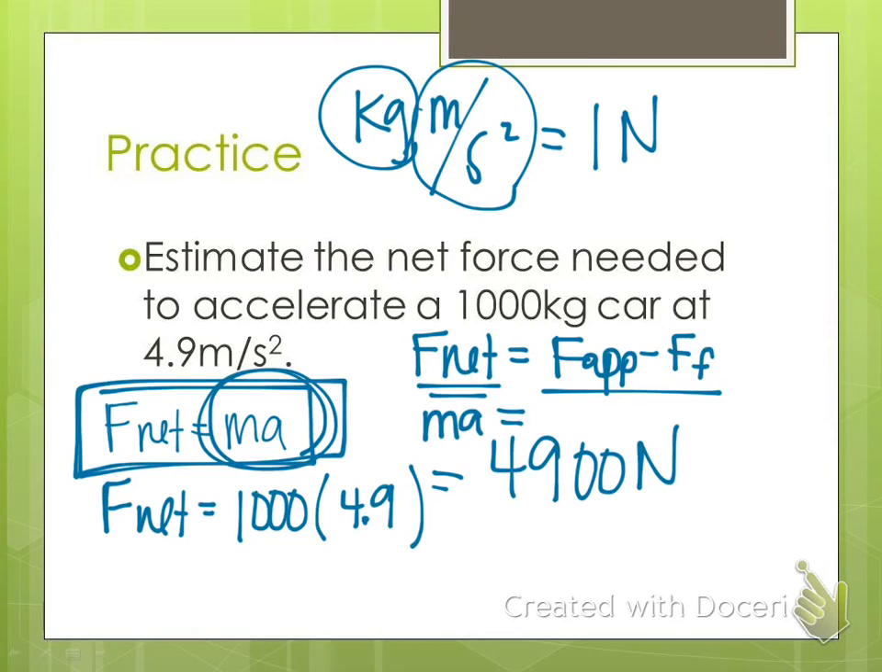So that's going to be a big substitution for us that we're going to do a lot. Does that make sense? If we know F net is equal to mass times acceleration, it's also equal to the sum of all forces. We'll get there, but I want you to see the connection between those two things. You have two different ways to solve for the net force of a system.